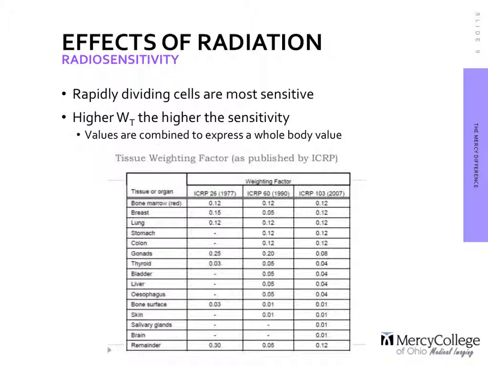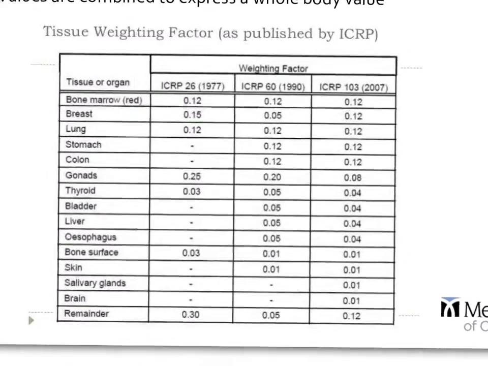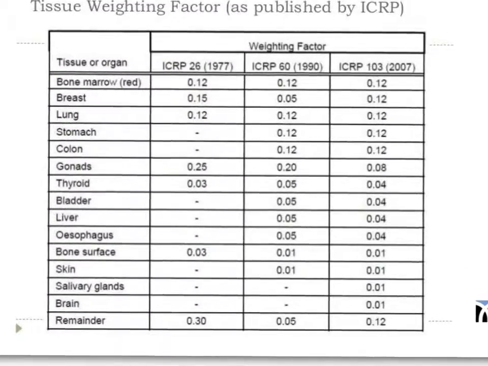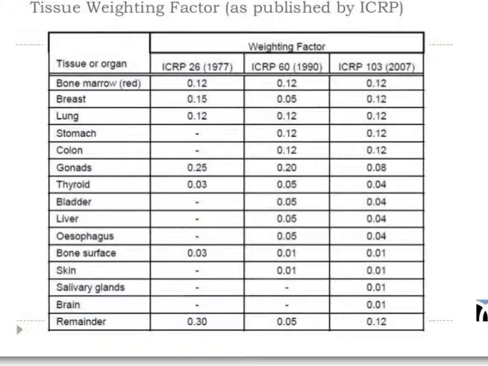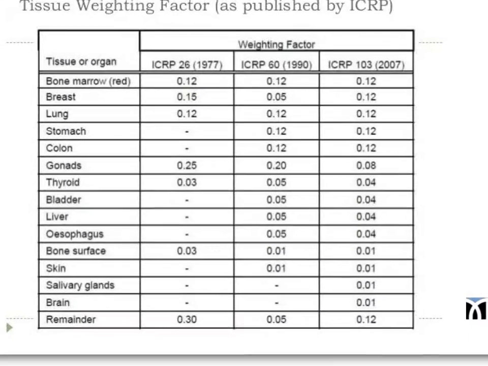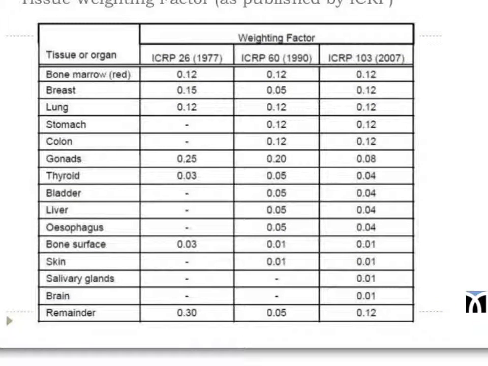And the ICRP has put out several reports that denote specific tissue weighting factors, and while these are combined to express whole body, it gives you an idea of which areas are of most concern. And it's just funny how the report has changed over a 30-year time period, and how very different it is. So you can see from 1977 to 2007, with also a report in 1990, how things have changed.